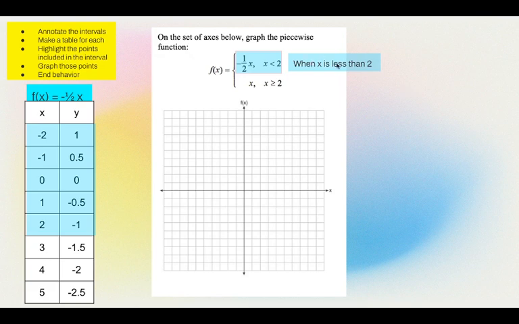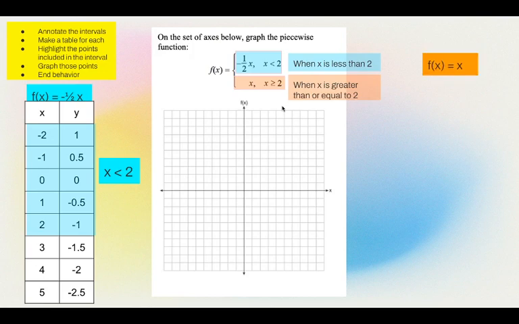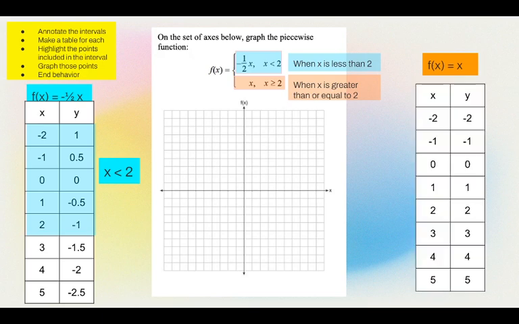So if x is less than 2, I'm going to highlight 2 and everything less than 2: 1, 0, negative 1, 2, etc. I'm going to do the same for the second piece. I have the function rule of x. I'm going to annotate. This is for when x is greater than or equal to 2. I'm going to make a table, and then I'm going to highlight everything greater than or equal to 2.